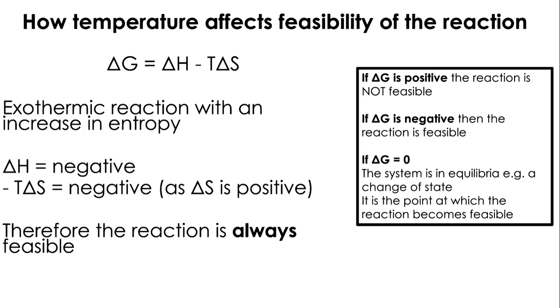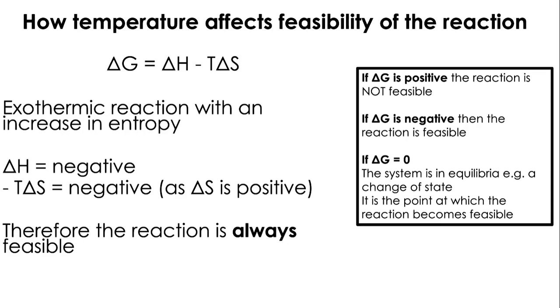So we need to look at how temperature affects the feasibility of the reaction. If we look at the equation for Gibbs free energy, you can see that it's got an enthalpy term and an entropy term, where the entropy is multiplied by the temperature. So the enthalpy, the entropy, and the temperature are important.